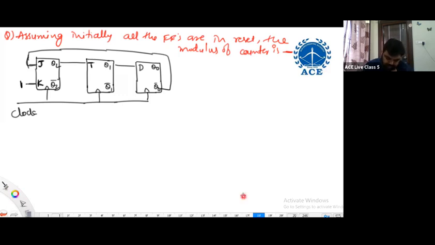Yes. Please check. Triveni, Subhash. What is the modulus of counter? Yes.